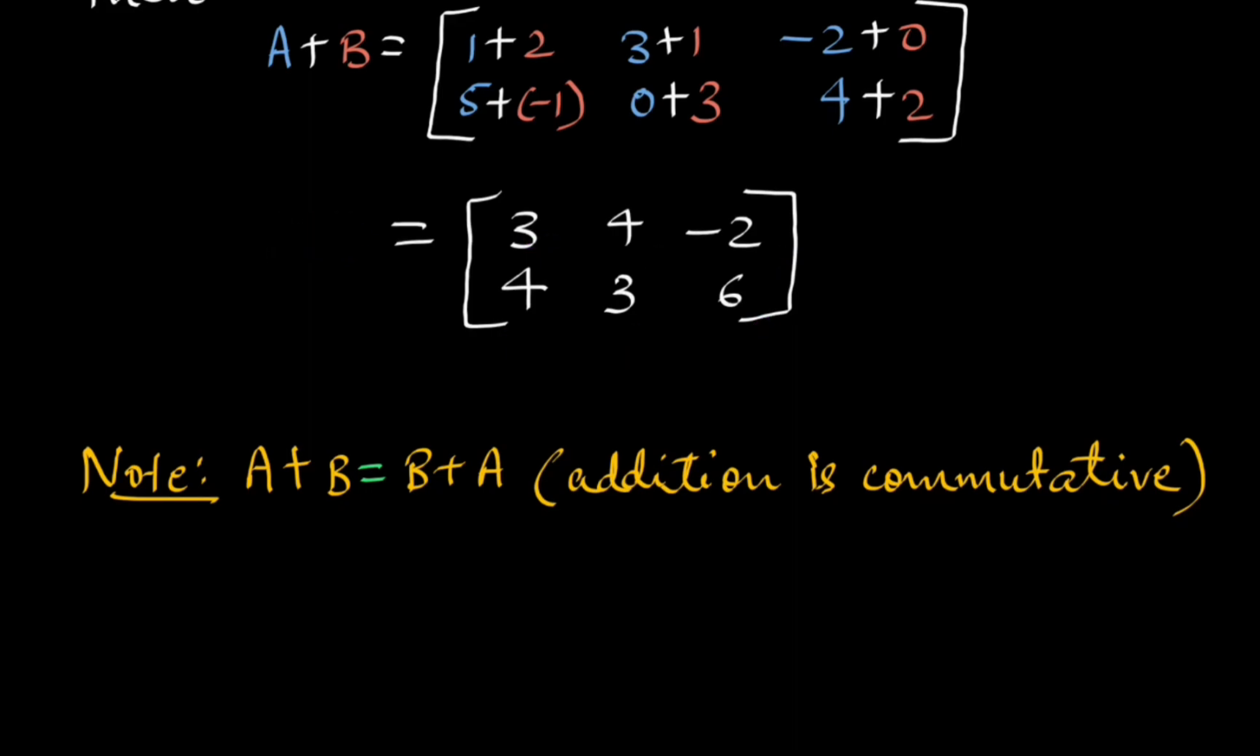Now, one thing you have to keep in mind, whether you add A plus B or you add B plus A, the answer will remain the same. That is, matrix addition is commutative, which means the order of addition will not matter here.